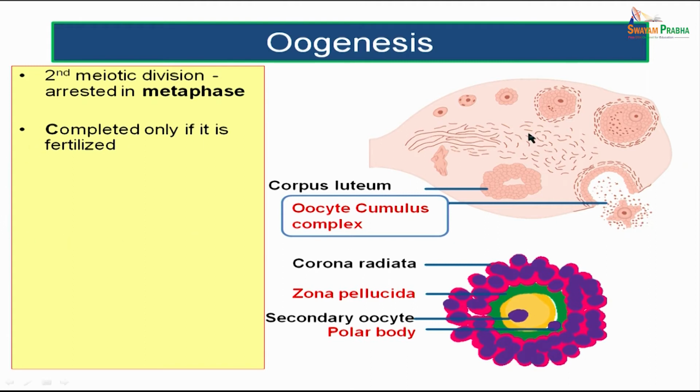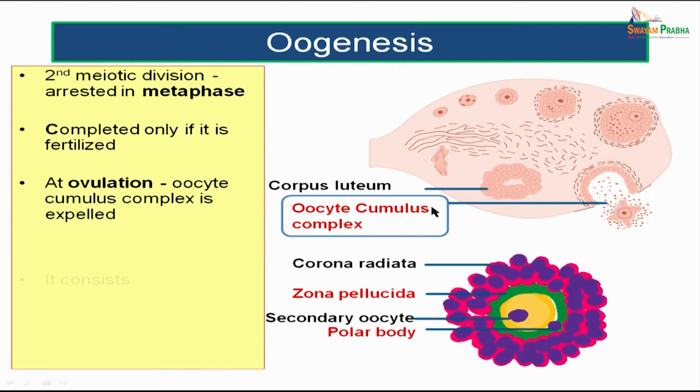So, at the time of ovulation, the Graafian follicle will rupture and release the secondary oocyte. The secondary oocyte will enter the second meiotic division, but it won't be completed. It will be arrested in the metaphase, and this will be completed only during fertilization. Now, at ovulation, you call the released complex the oocyte cumulus complex.